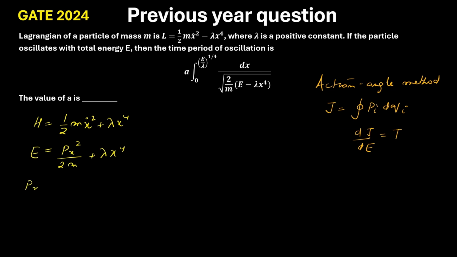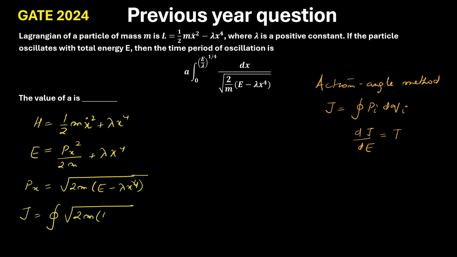Then I can express this p_x as root over 2m (E minus lambda x to the power 4). So now we have got the expression of p_x. Now we can find the action phase integral J, which is the integral of root over 2m (E minus lambda x to the power 4) dx.